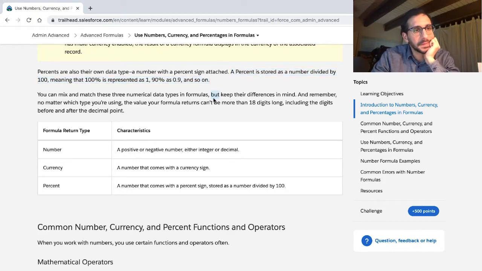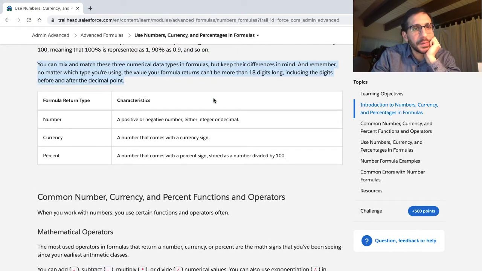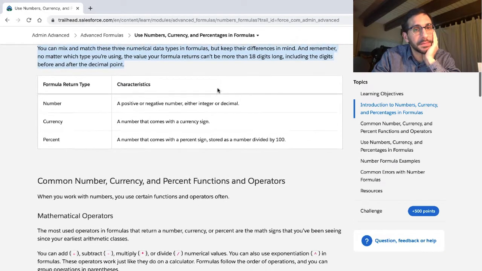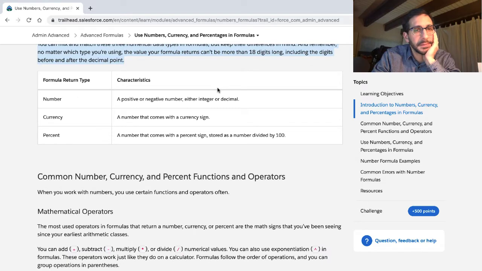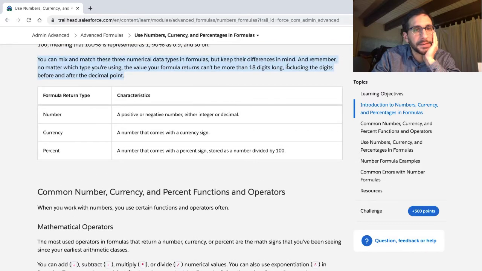1 is 100%. You can mix and match these numerical data types in formulas, but keep their differences in mind. And remember, no matter which type you're using, the value your formula returns can't be more than 18 digits long, including the digits before and after the decimal point. Okay, I remember that. Sounds like advice my dad taught me to live by.